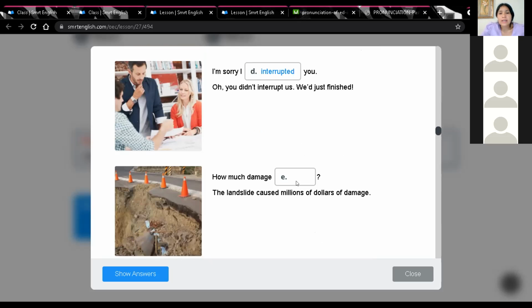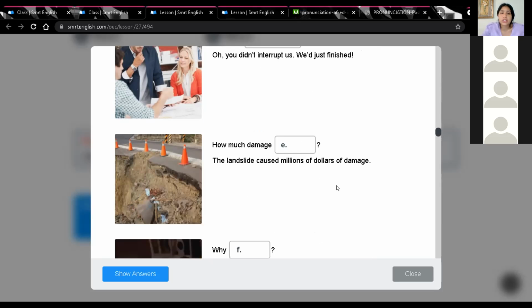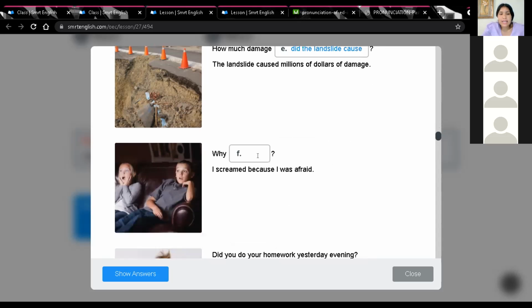Very good. Letter E, Jose, it says, the landslide caused millions of dollars of damage. So, how much damage did the landslide cause? Very good. Good job. Letter F, Isela, I screamed because I was afraid. What is missing here? Why did you scream? Why did you scream? Very good.